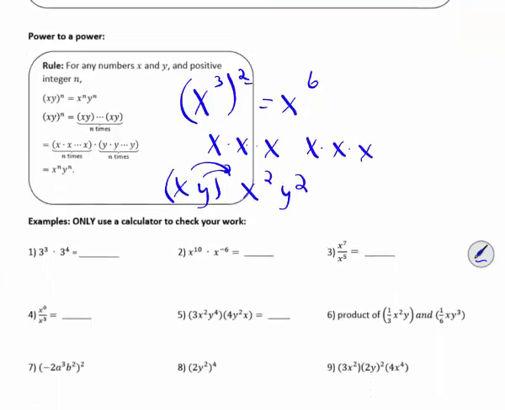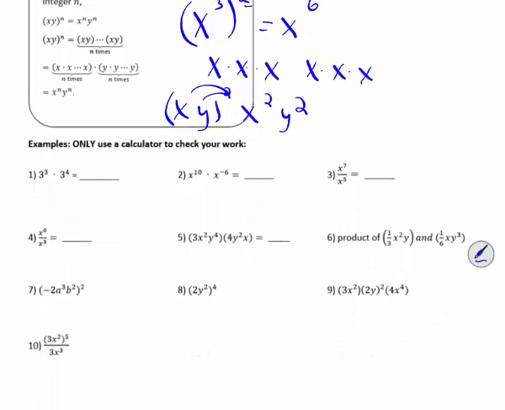All right, so let's take a look and see. So the first thing you have to decide is which type of problem is it? Is it a multiplying and dividing, or a power to a power? So in number 1, this is a multiplying. So I'm going to add my exponents. 3 plus 4 is 7, and I keep the base, 3 to the 7th. Number 2, multiplying problem. So the base is x. I'm going to add my exponents. 10 plus negative 6 is 4. Number 3, this is a division. I keep my base. I subtract my exponents. 7 minus 5 is 2. Number 4, also a division. So I have to keep my base. And then 0 minus 3 is negative 3.